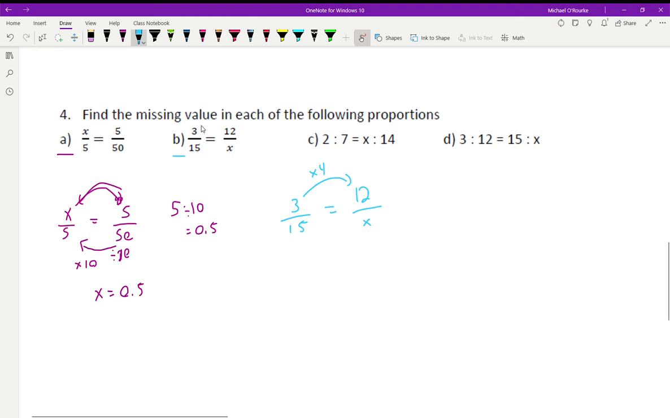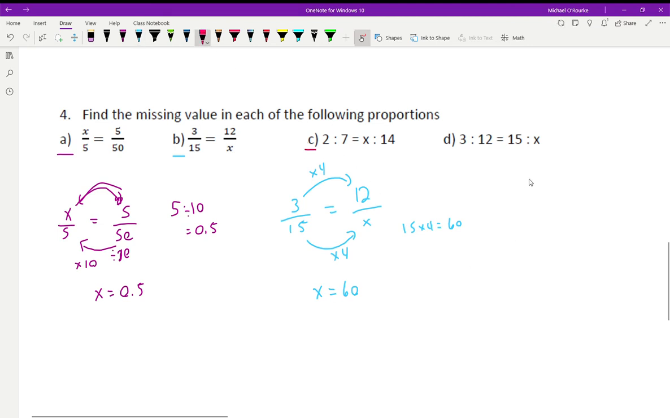Oops. That should be next there. All right. So on the bottom, we times this by 4. So what's 15 times 4? 15 times 4 is 60. So x equals 60.